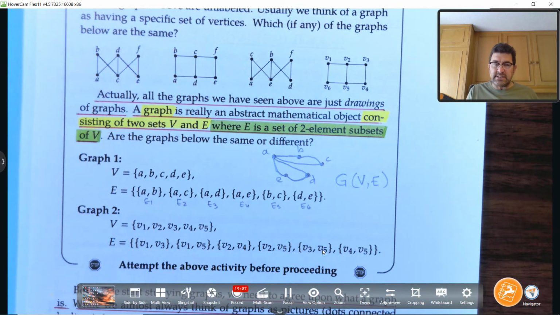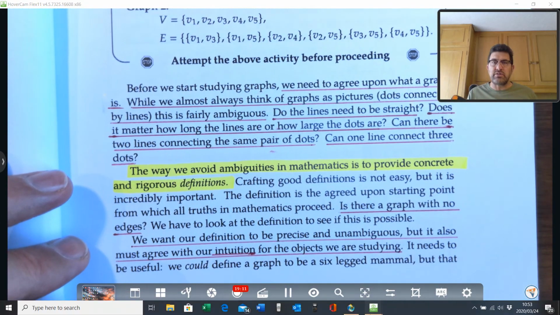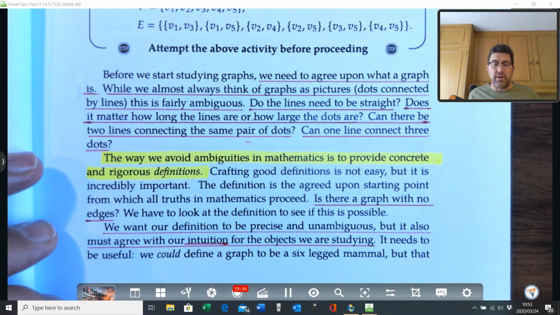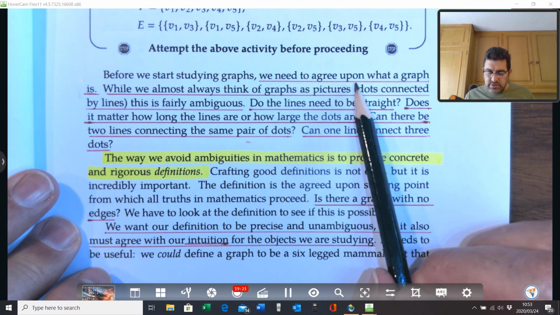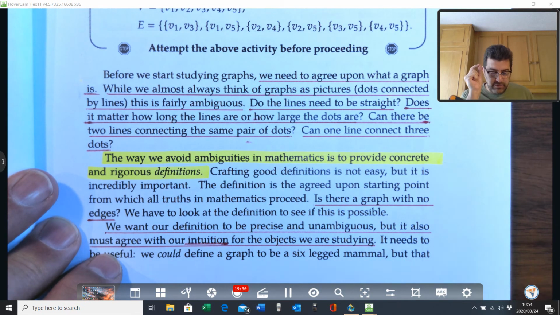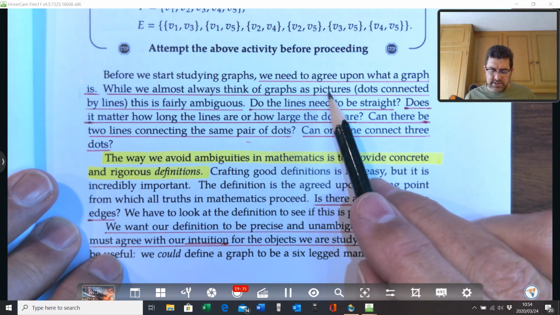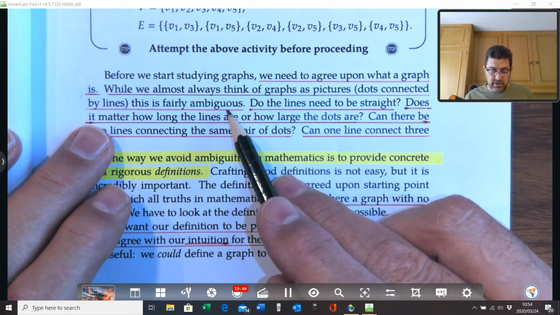Okay, so then he says some important things here at the bottom that I just want us to pay attention to, and then we're going to work with the particular graphs in the next page. So before we start studying graphs, we need to agree upon what a graph is. We've got to have a shared understanding of when we talk about a graph, what is it that we're talking about. While we almost always think of graphs as pictures, dots connected by lines, this is fairly ambiguous.